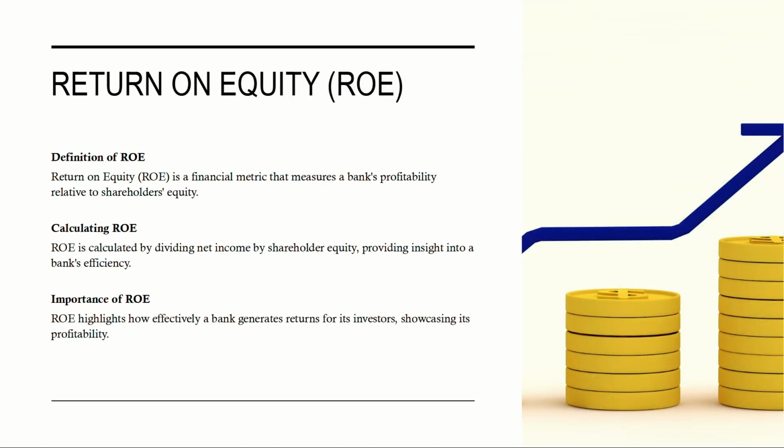Return on equity (ROE). Return on equity is a financial metric that measures a bank's profitability relative to shareholders' equity. Calculating ROE. ROE is calculated by dividing net income by shareholder equity, providing insight into a bank's efficiency. Importance of ROE. ROE highlights how effectively a bank generates returns for its investors, showcasing its profitability.